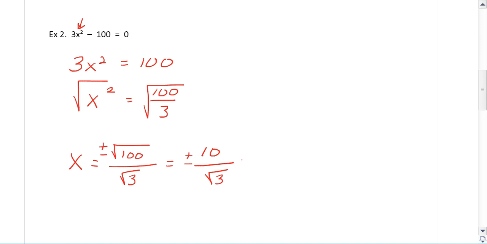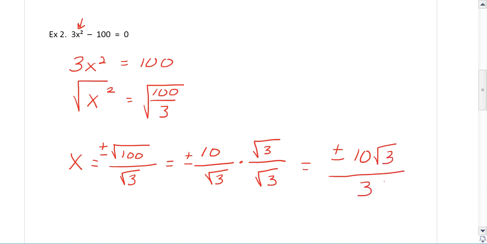However, we cannot have the square root of 3 in the denominator because we cannot divide by an irrational number. So we're going to multiply this fraction by the quantity of 1, but we're going to pick that 1 very strategically so that it will help us. We're going to write the 1 as square root 3 over square root 3, and now we can write our final answer, plus minus 10 square root 3 over 3.